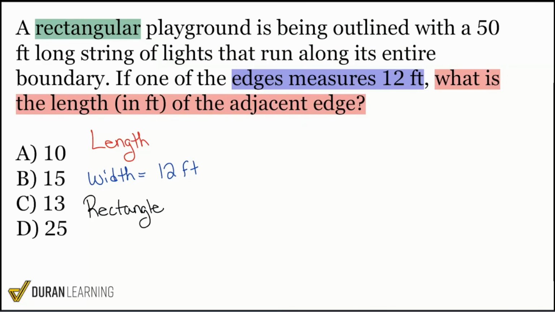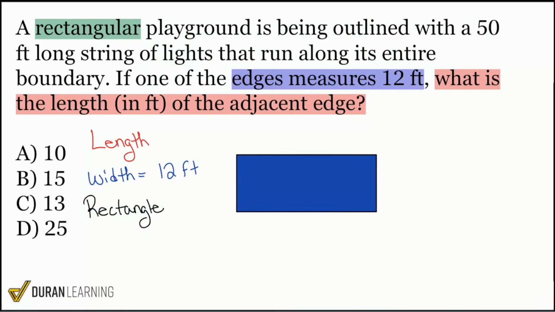How can we possibly figure that out? Well, really, it's just going to be about reading the context. Let's draw a rectangle, and let me show you what I mean. Everybody, if we have this rectangle that we're discussing, and we're trying to outline this rectangular playground with a 50-foot long string of lights that run along the entire boundary, what does that sound like we're discussing, everybody? If we're outlining it with 50 feet of string lights, exactly.